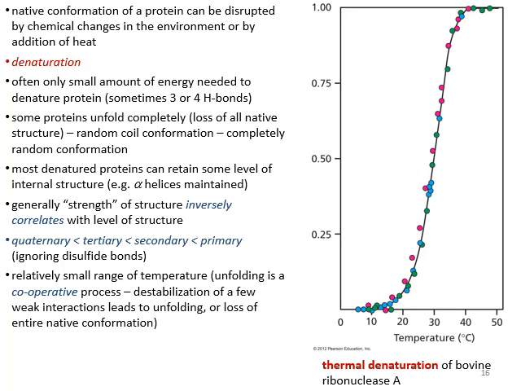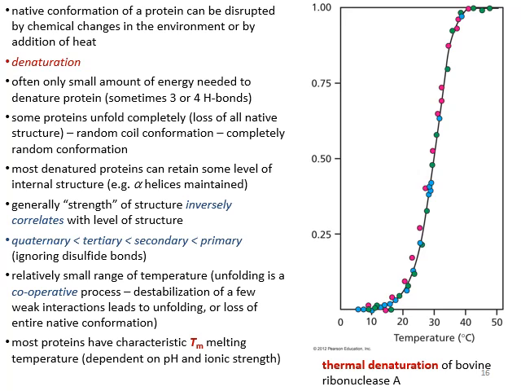Over a relatively small range of temperature, unfolding is a cooperative process, so destabilization of a few weak interactions can lead to unfolding or loss of the entire native conformation. And you can see that here, pretty much starting at about 23 degrees Celsius, small changes in temperature cause big changes in destabilization and denaturation of the protein.